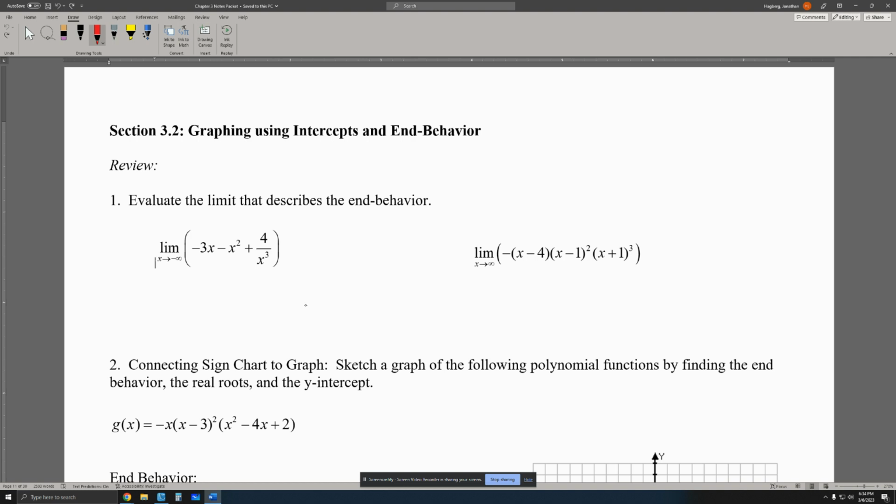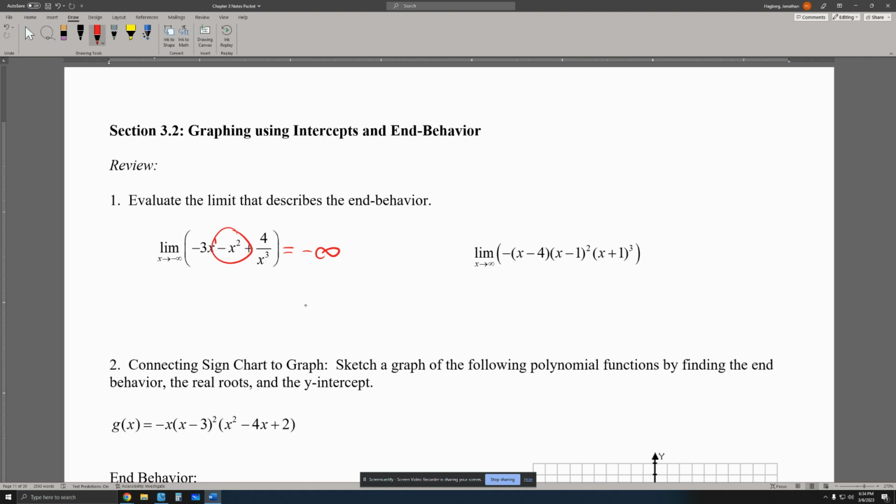That first term has a power of 1, the second term has a power of 2, and the third term has a power of negative 3. So this disqualifies it from being a polynomial due to that negative exponent. But we do know that the highest power here is that power of 2. So the dominant term is negative x squared. This is a quadratic opening downward, so both ends are approaching negative infinity. Then it follows that the left-hand end behavior is negative infinity.